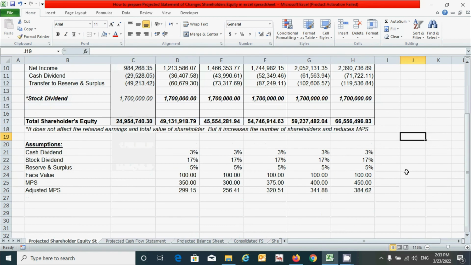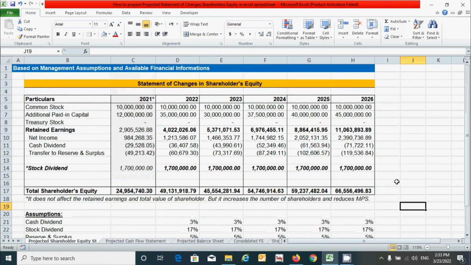Okay, alright, so guys, we are done. We successfully completed this part. Now we will prepare the projected cash flow statement in the next video.